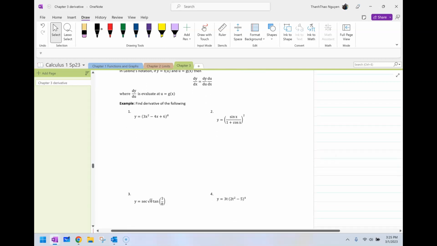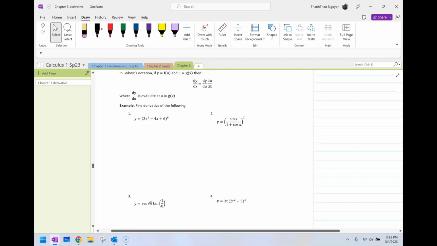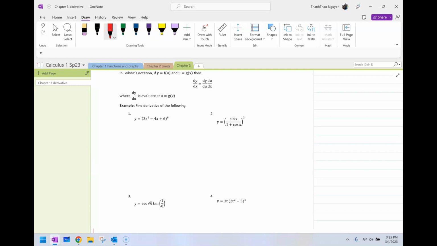So let's take a look at the derivative of the following. Let's first identify the outer function and inner function. Here's the outer function. Let's call the outer function f of x. F of x equal x to the 8. The inner function g of x is such that the outer function is f of x equal g of x to the 8. G of x is equal to 3x squared minus 4x plus 6.